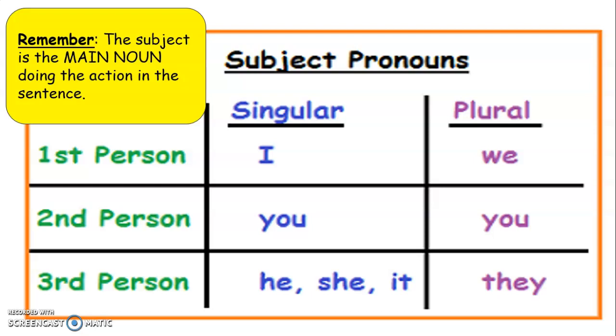So in first person, singular, we have I. Plural, we have we for subject pronouns. Second person, it's you. Those are interchangeable for whether it's singular or plural. And in third person, for masculine, we use he. Feminine is she. And it for things or objects in the singular form. For plural forms, so whether it's masculine or feminine, we use they as a subject pronoun.